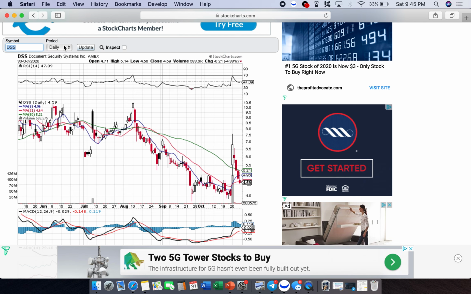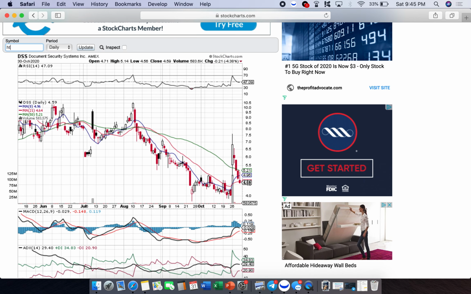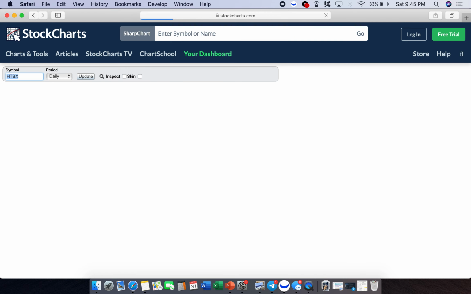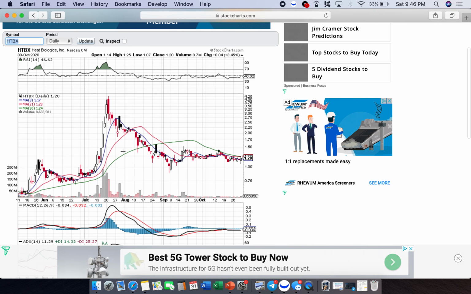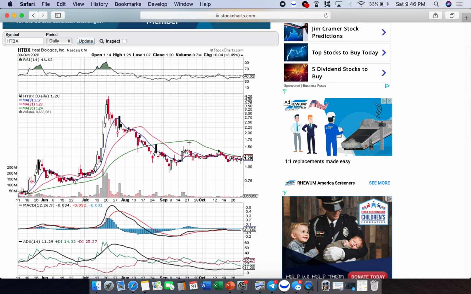I talked about that last Sunday, I think it was. Yeah, I talked about it last Sunday because they got the news on the prior Friday, two Fridays ago. So we're going to go back to HDBX. Like I said, this is a really nice chart to just kind of go through. It's really easy to pick off things.